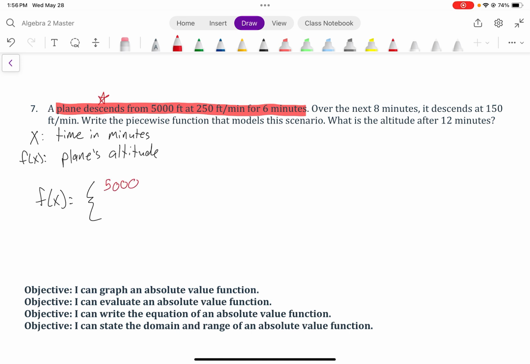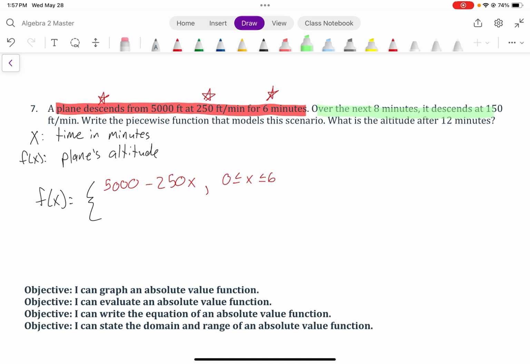But then I'm going to descend at a specific rate. That is my slope. Okay, so I have 5,000 minus 250x. I could have negative 250x plus 5,000. It's the same thing. But that's the equation I'm going to use when 0 is less than or equal to x is less than or equal to 6, because we're going for the first 6 minutes.